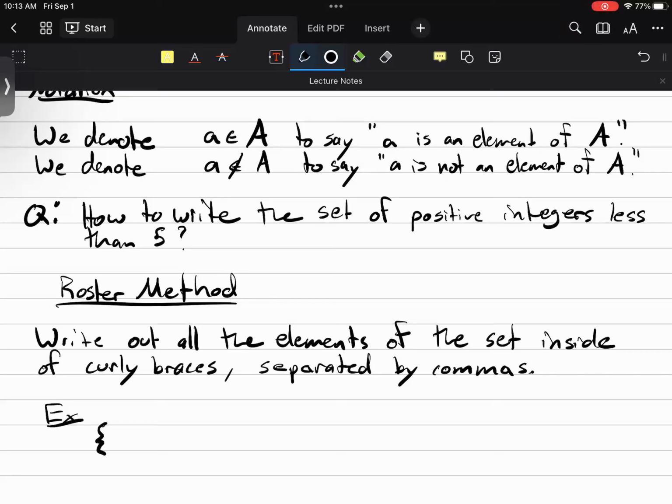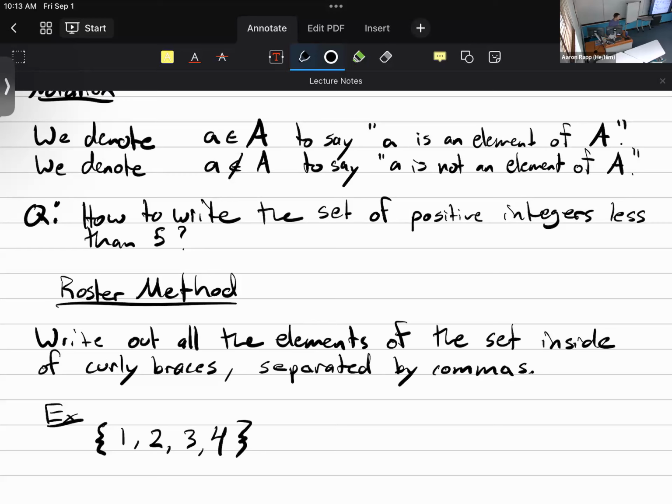0? 0 is not positive. One, so 1 to 4: 2, 3, 4. Do I stop at 4? Yes, so less than 5. So it's just 1, comma 2, comma 3, comma 4. I'm done listing everything in that set. Close off the set with another curly brace. This is kind of what you would naively want to do when you're trying to write out sets: just write out everything that's in there.